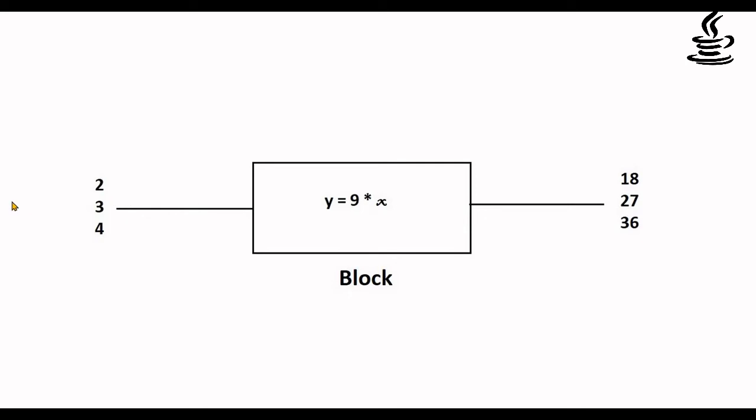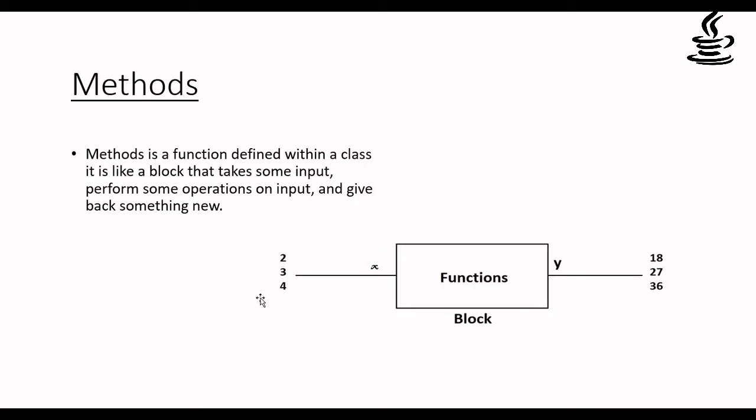So a function is like that. A function is a block that takes some input, performs some operation on that input and gives back an output. And methods are the functions that are defined within a class. So how do we create a method in Java in the first place itself?